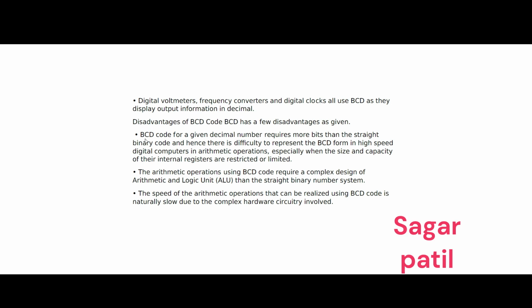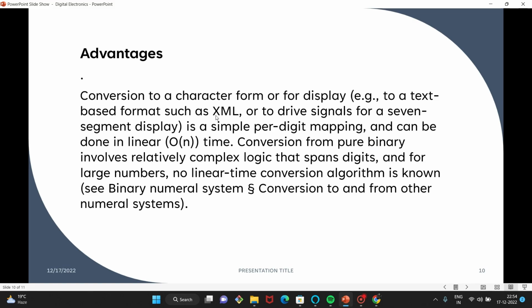But the disadvantage is that BCD code for a given decimal number requires more bits than the straight binary code, and hence there is difficulty in representing the BCD form in high speed digital computers in arithmetic operations, especially when the size and capacity of the internal registers are limited, or the operation using BCD code requires a complex design of the ALU. The speed of the arithmetic operation that can be realized using BCD code is naturally slow, due to the complex hardware circuit involved.